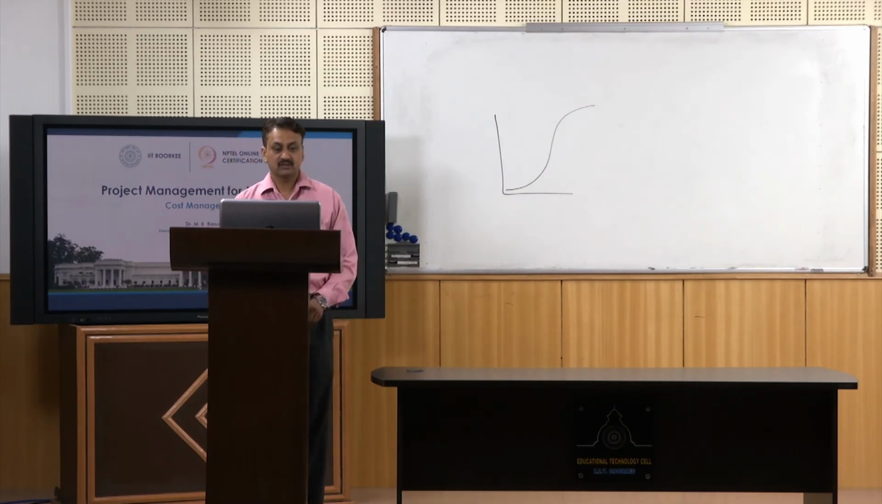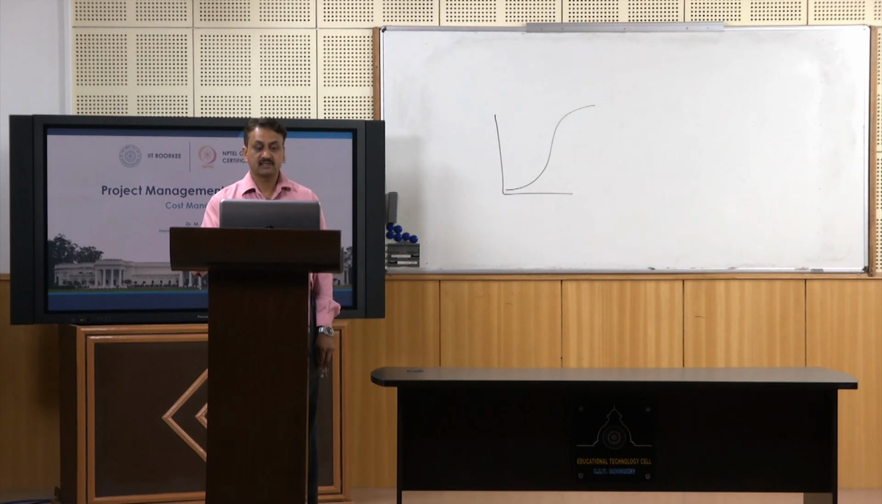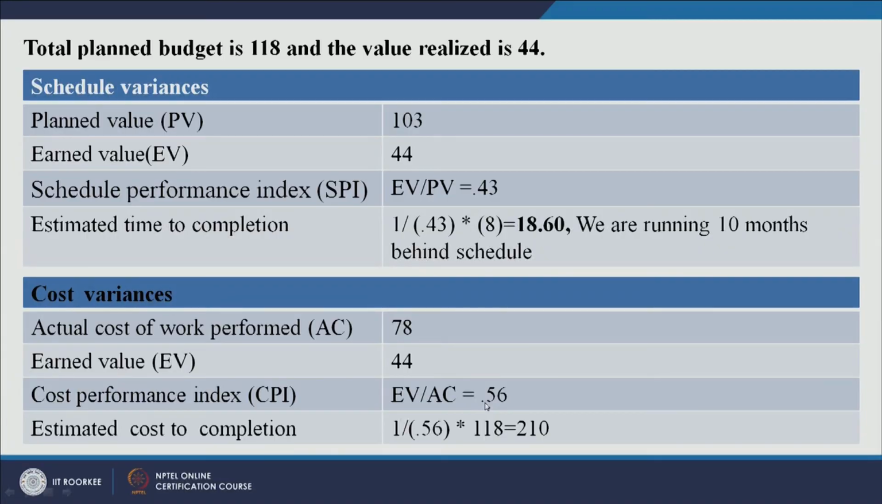Similarly, if you look at cost variances, then actual cost is 78, just look at this 78 actual cost, right, earned value 44. So, CPI is 0.56, right. So, actual cost is more than earned value, not a good sign, right. It is a case of cost overrun, right. So, the estimate of cost to complete is 218, right. So, of course you should have completed this project in 118, but it will now take 210 days.